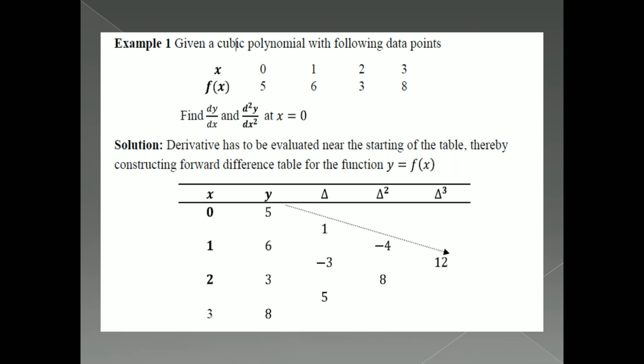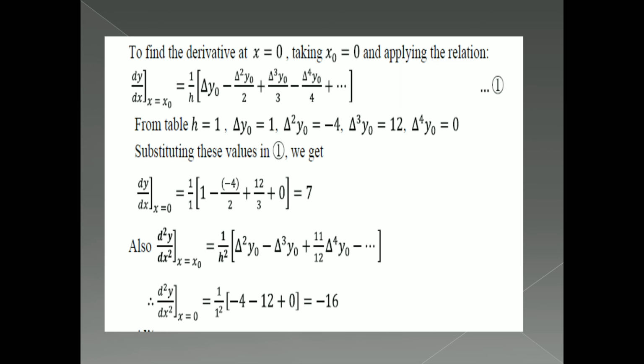By using all these values from the difference table, substitute all the required values in the formula of the first order derivative of y with respect to x, by using Newton's forward interpolation formula. The formula is given by 1 upon h, delta y0 minus delta square y0 upon 2 plus delta cube y0 upon 3 minus delta raised to 4 y0 upon 4 plus and so on.